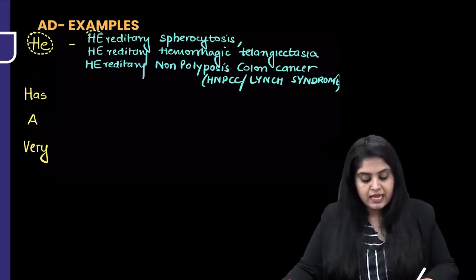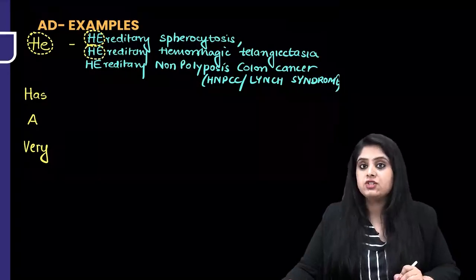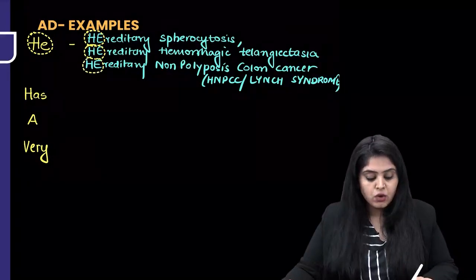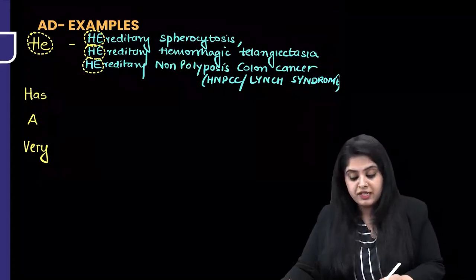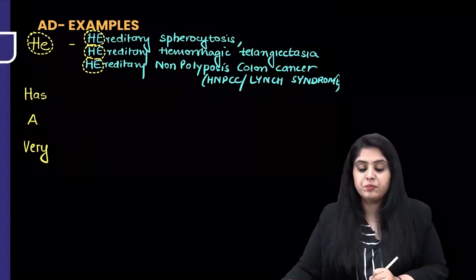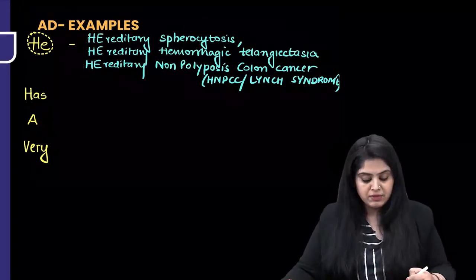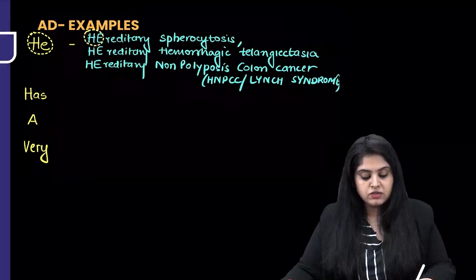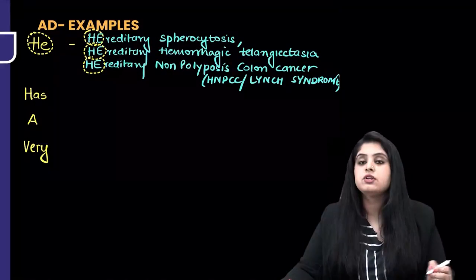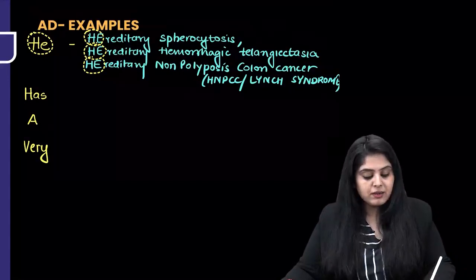Hereditary spherocytosis, hereditary hemorrhagic telangiectasia, and hereditary non-polyposis colon cancer. What is hereditary non-polyposis colon cancer also known as? It is known as the Lynch syndrome. So repeating once again, guys, what all is there? As I said, in HE: hereditary spherocytosis, hereditary hemorrhagic telangiectasia, hereditary non-polyposis colon cancer or Lynch. So HE is done. Now let's come to H.